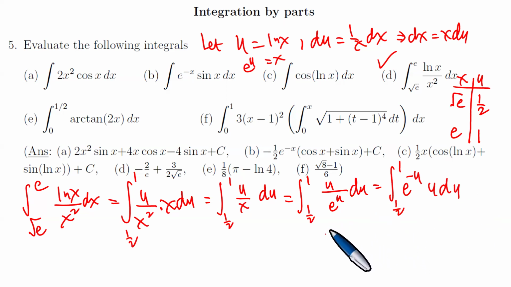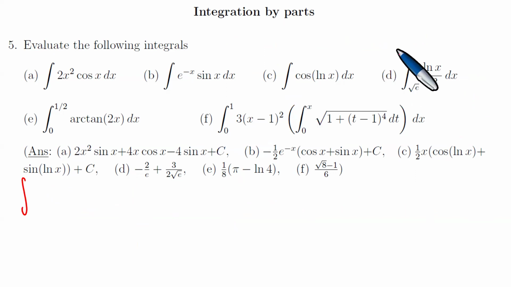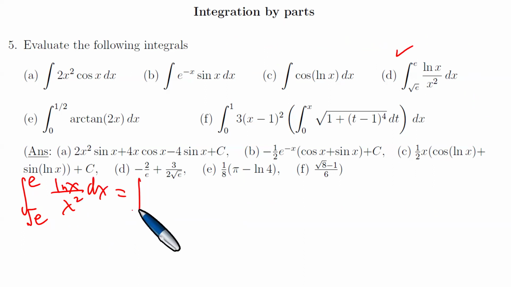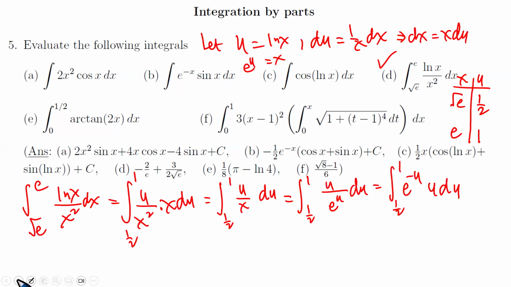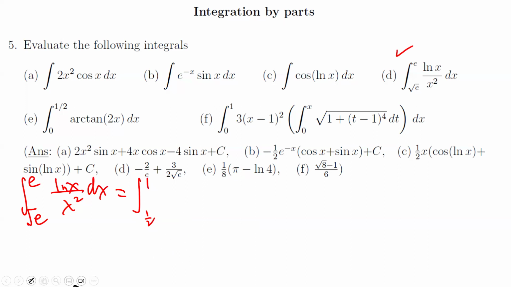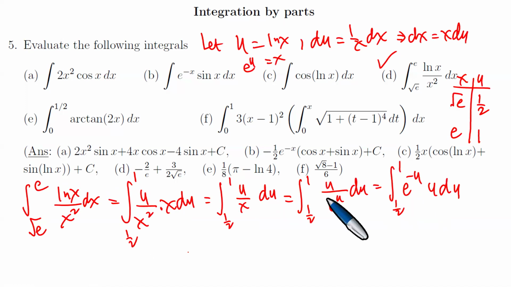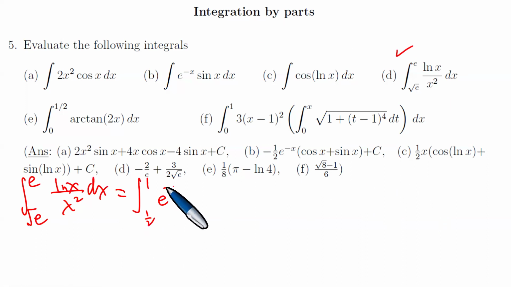Okay, so we have exactly this one, meaning that whenever we have the integral from the square root of e to e of this one, x squared dx, it is the integral from 1/2 to 1 of e to the minus u du. What is this? This one requires just integration by parts, but you need to obviously just be careful of the choice you make.